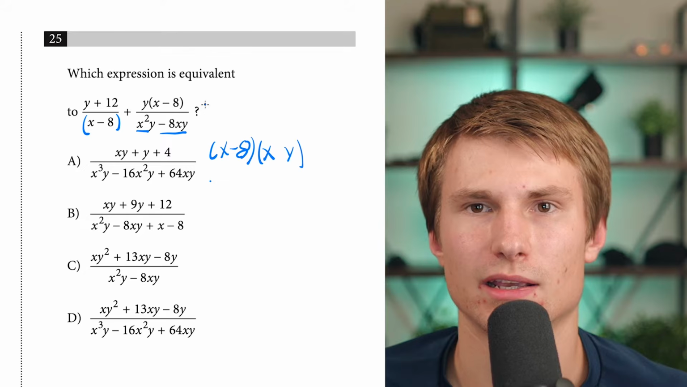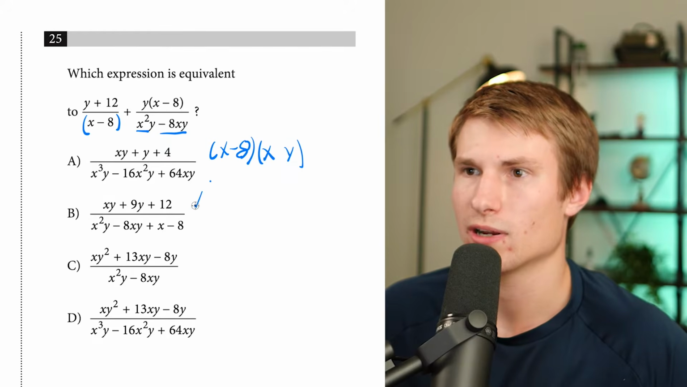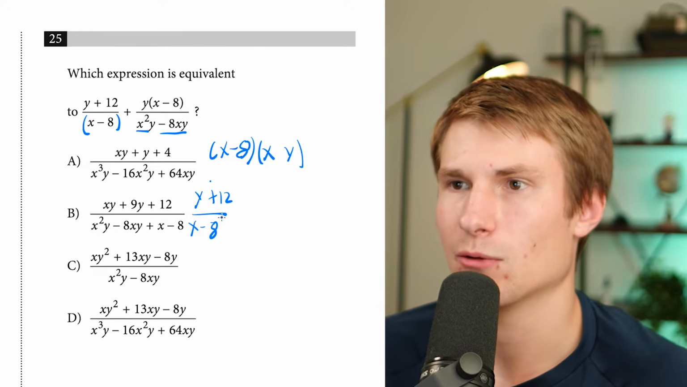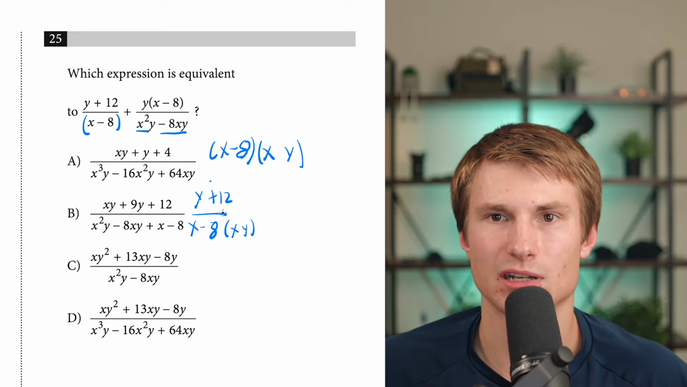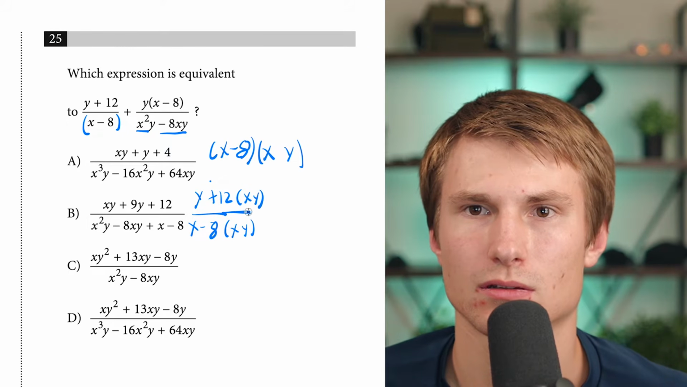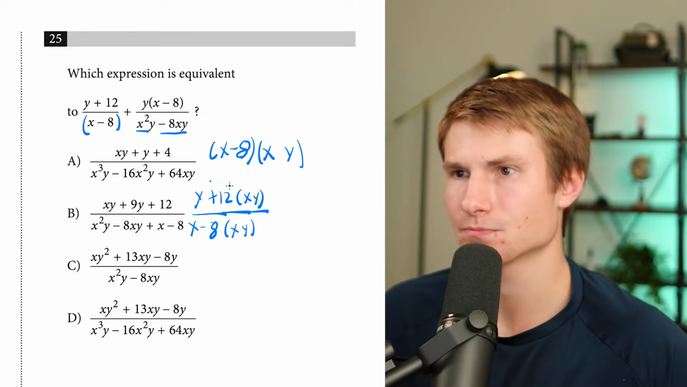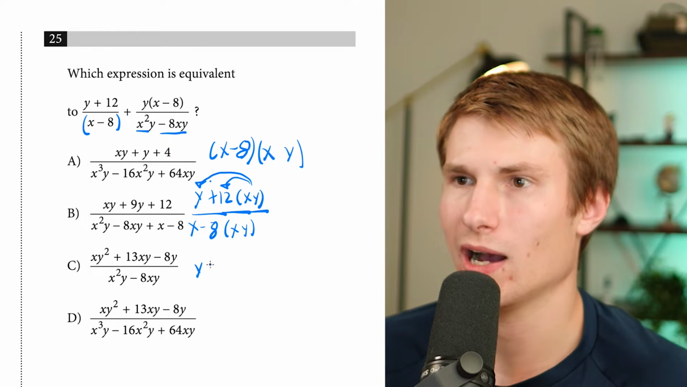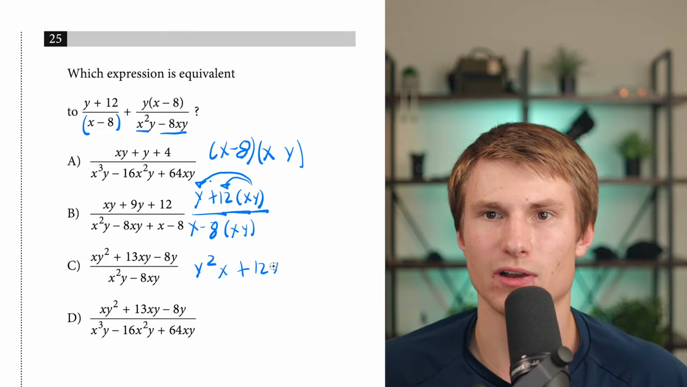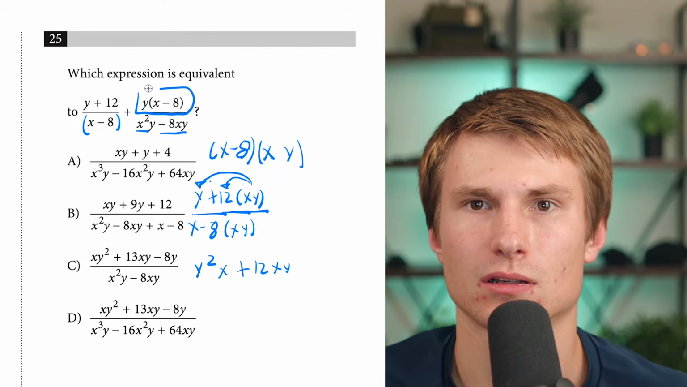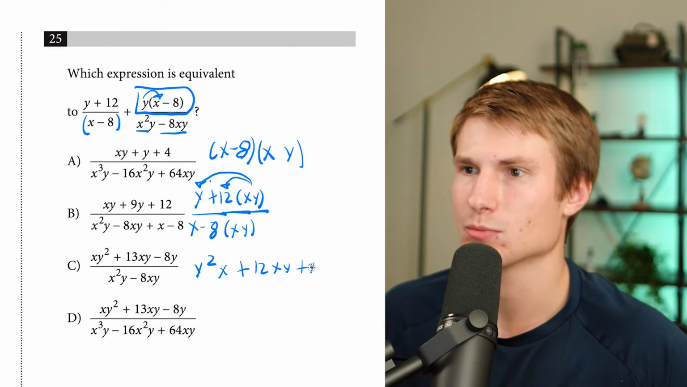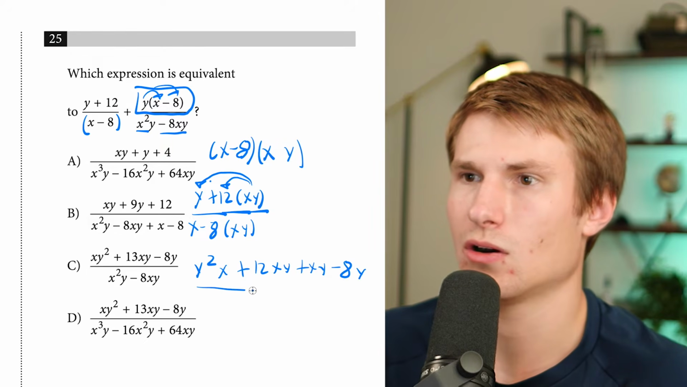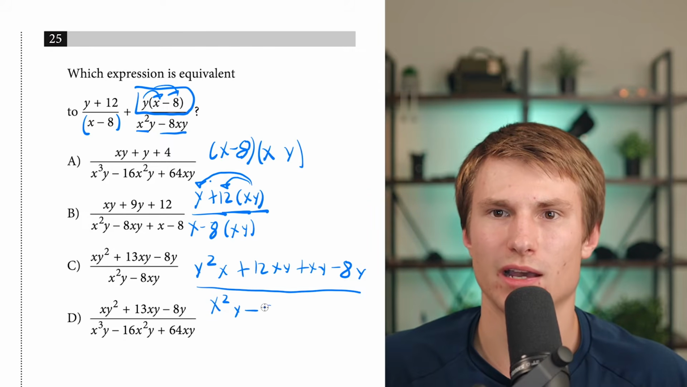From here, let's go ahead and rewrite this. So right now we have y plus 12 over x minus 8. Okay, now we have to multiply this by xy in order to get this common denominator. So let's go ahead and do that. Okay, so we got xy here. Multiply that by this y and by this 12. That's going to end up giving us y squared x plus 12xy. And then we also have up here a y times x, so plus another xy. And then we also have a minus 8y. And then this is all going to be over top of that x squared y minus 8xy.